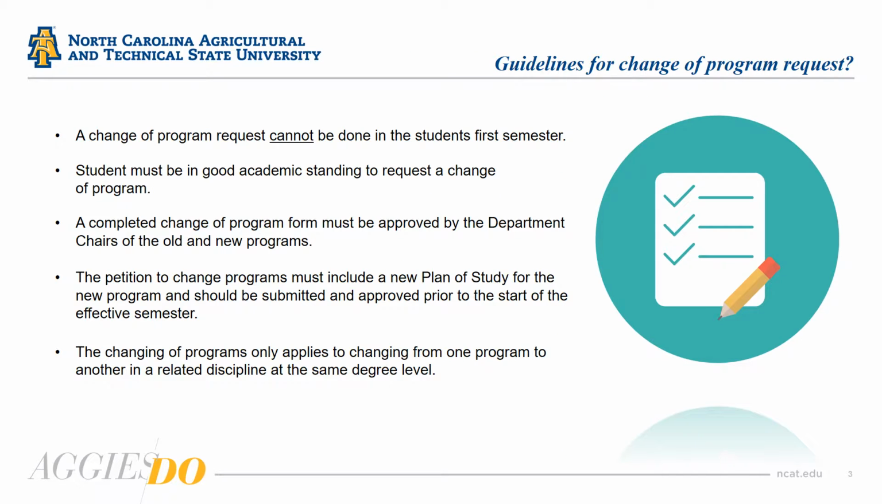A change of program request cannot be done in the student's first semester. The student must be in good academic standing to request a change of program. A completed change of program form must be approved by the department chairs of the old and new programs. The petition to change programs must include a new plan of study for the new program and should be submitted and approved prior to the start of the effective semester. The changing of programs only applies to changing from one program to another in a related discipline at the same degree level.